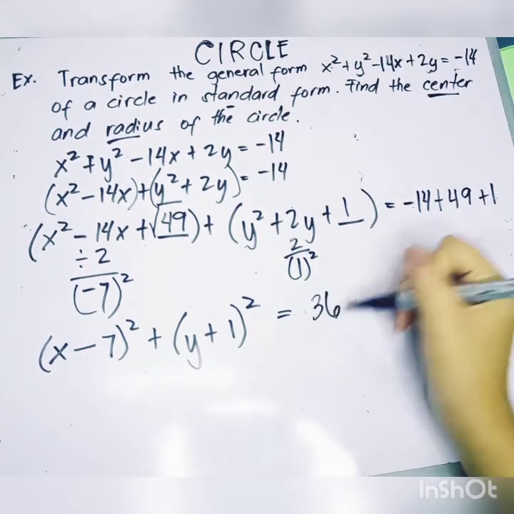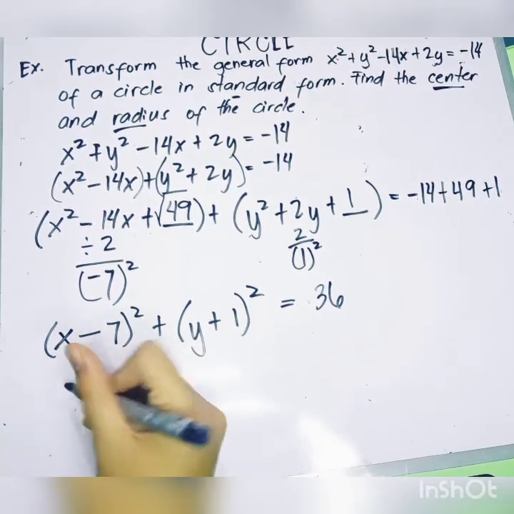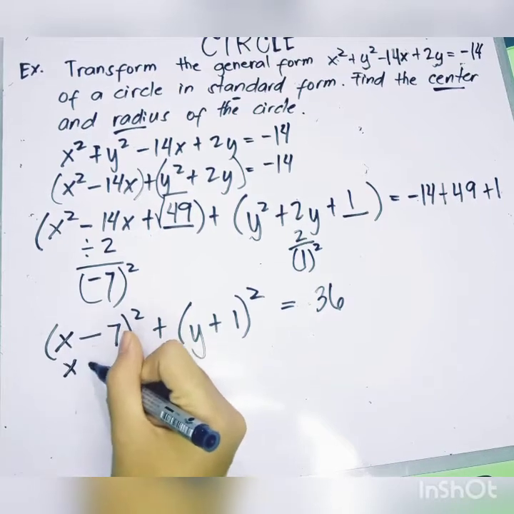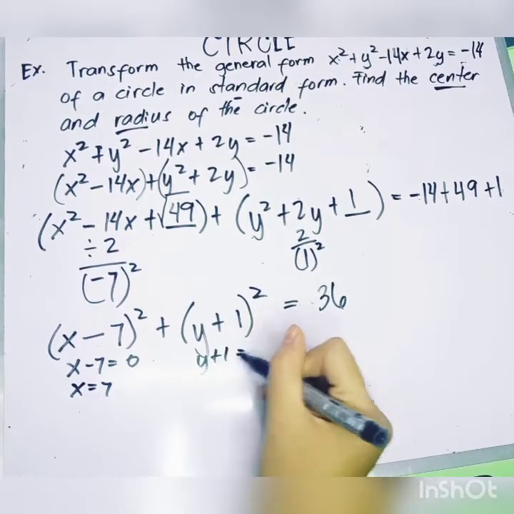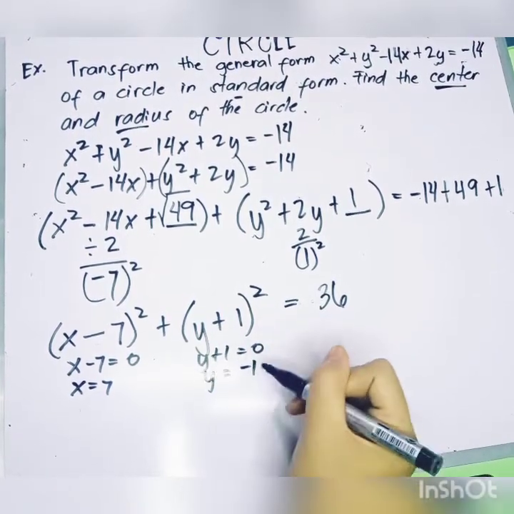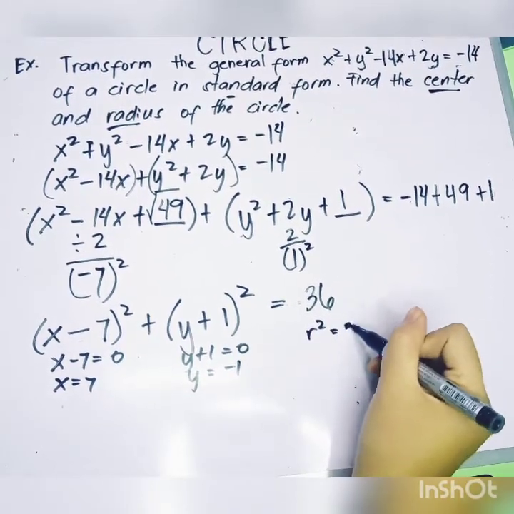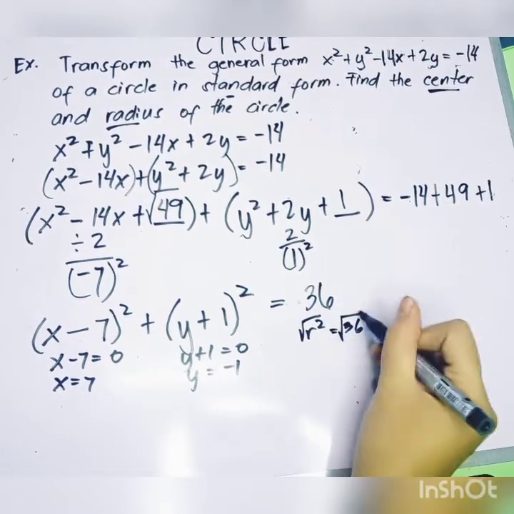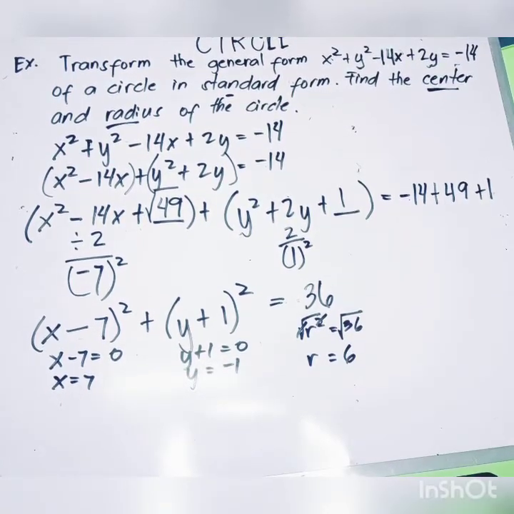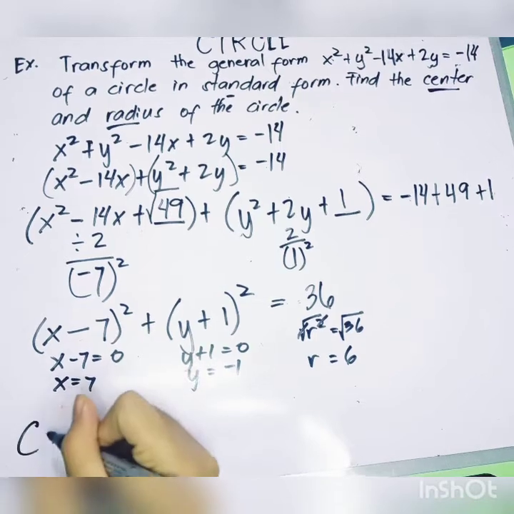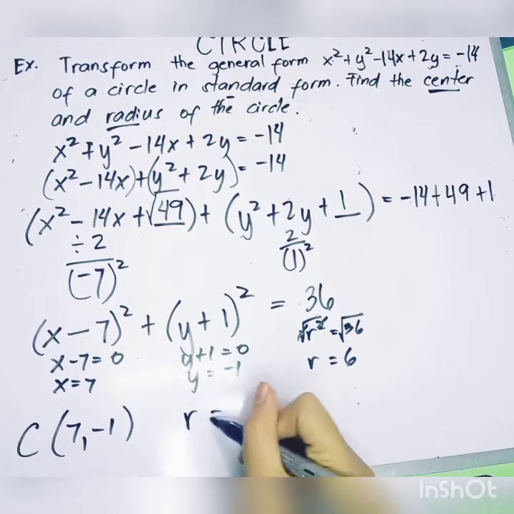Okay, we have 36. So therefore, for the center of this given, equate natin siya sa 0, so we have x minus 7 equals 0, so x equals 7, and for the y, y plus 1 equals 0. y equals negative 1. And for the r, r squared equals 36. Okay, square root natin in order for us to eliminate the square of r. So therefore, your r equals 6. Okay? So therefore, your center is 7, negative 1. And for the radius, we have 6.